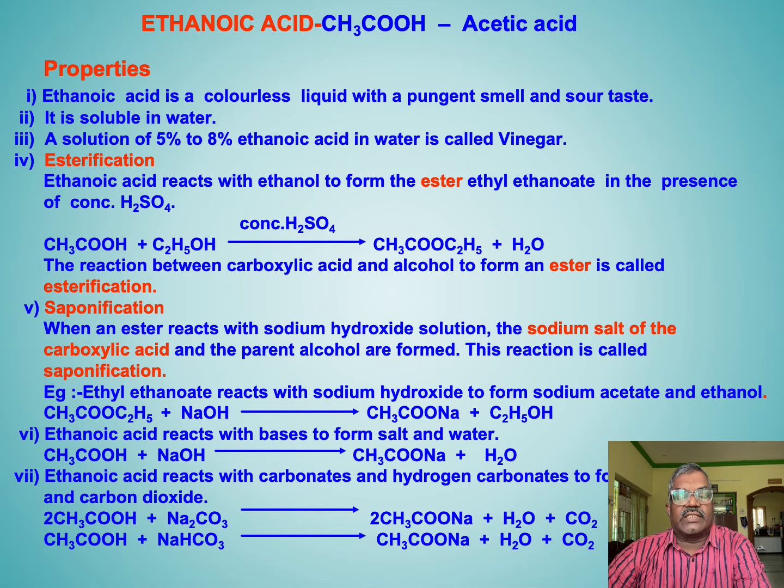The next compound is ethanoic acid. The formula is CH3COOH. The other name of ethanoic acid, that is a common name, is acetic acid. It is a colorless liquid with a sour taste and a pungent vinegar-like smell. It is soluble in water and is a weak acid that turns blue litmus paper red.